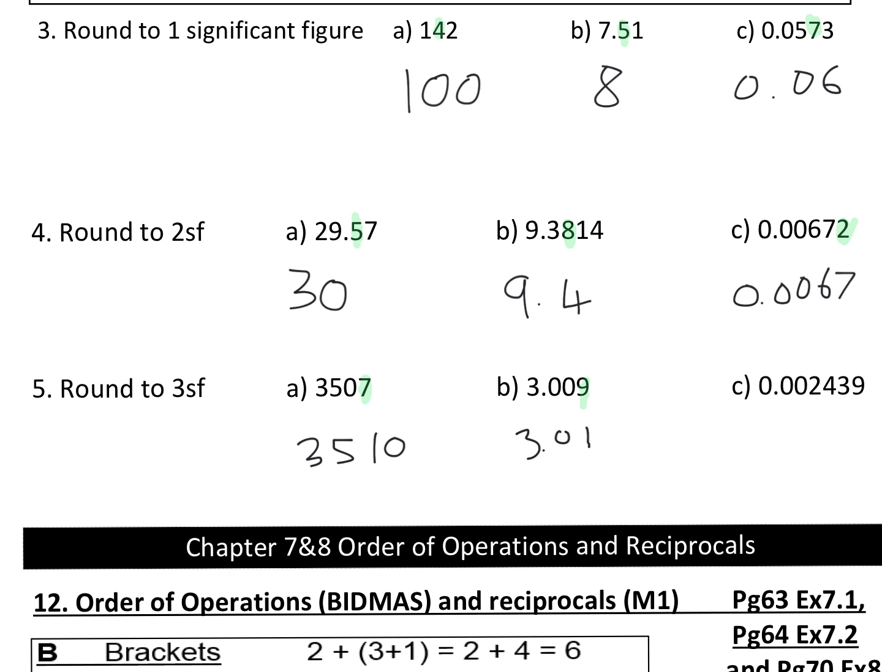Finally, part C, 0.002439. The third significant figure is the 3. The number after it is the 9, and 9 tells us to round up, so that 3 will change to a 4. 0.00244. Excuse the writing here.